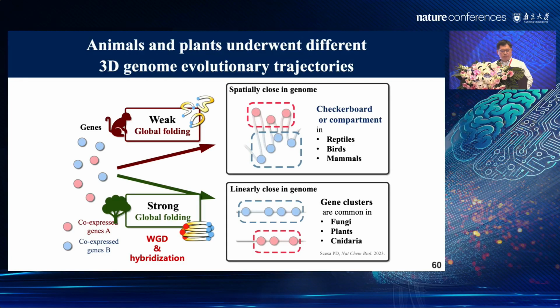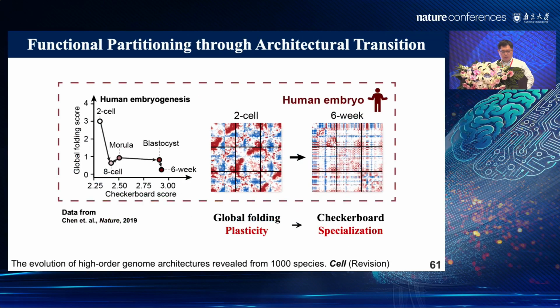And because plants have a very strong global folding, it's very easy for plants to have a whole genome duplication, or a hybridization between two different species. In comparison, in the animal kingdom it's pretty rare, very hard for them, because once you have a whole genome duplication or hybridization, it will disrupt these spatial regulation patterns.